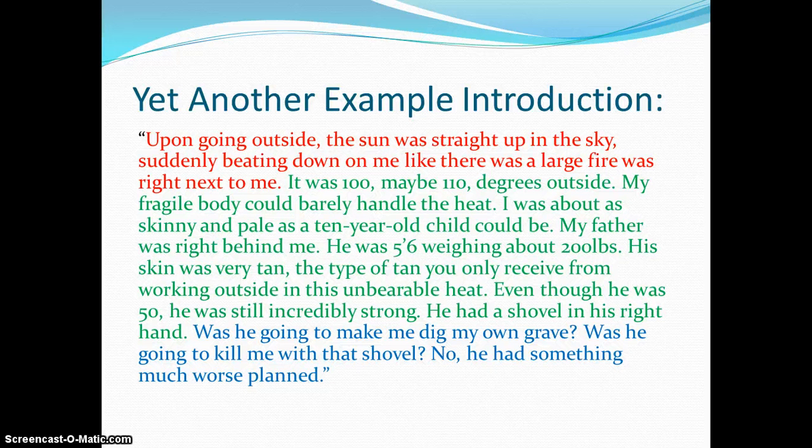He's a 10-year-old boy. He's got a very dominating kind of personality type dad. Why? I don't know. What's going to happen? Let's see. Was he going to make me dig my own grave? Was he going to kill me with that shovel? No, he had something much worse planned. So see, in a narrative, the thesis statement really just kind of breaks all the rules. Something's going on with the shovel.